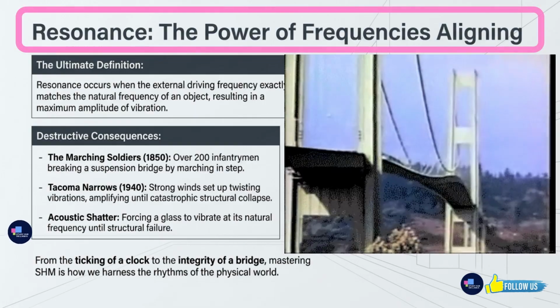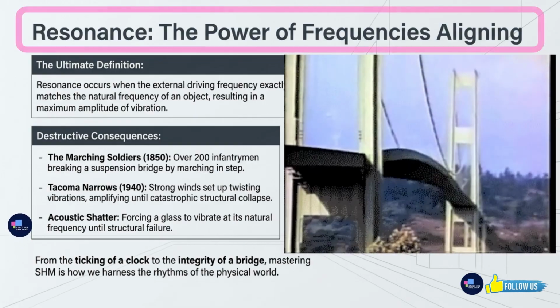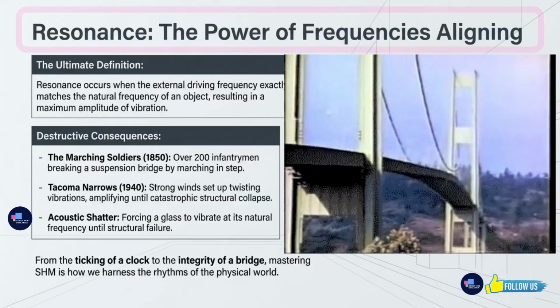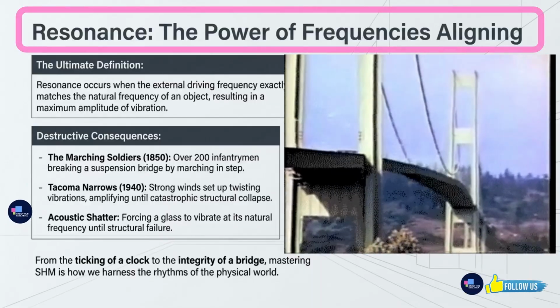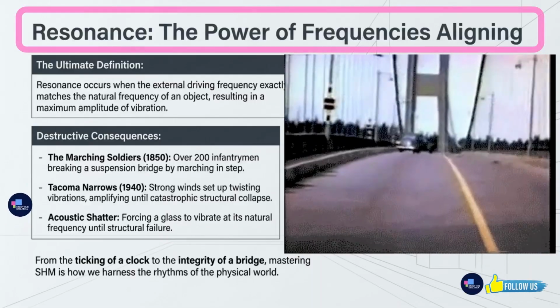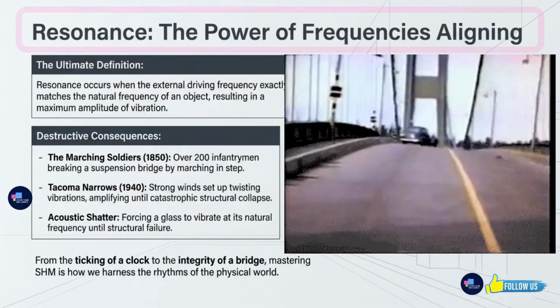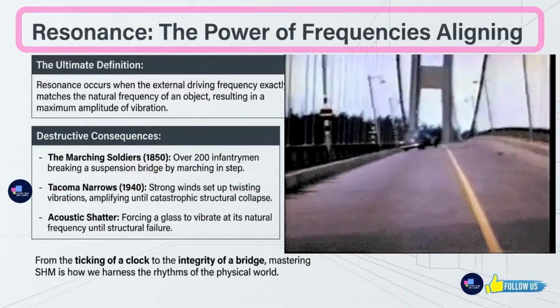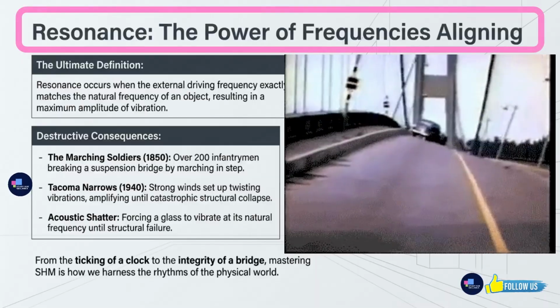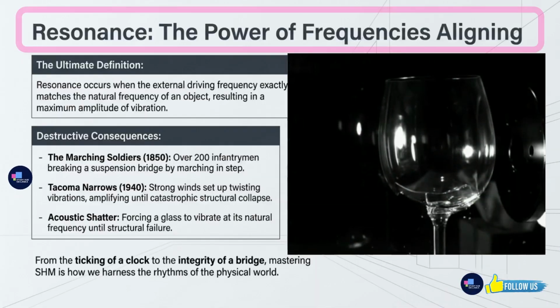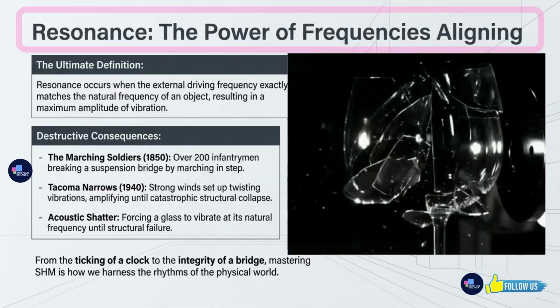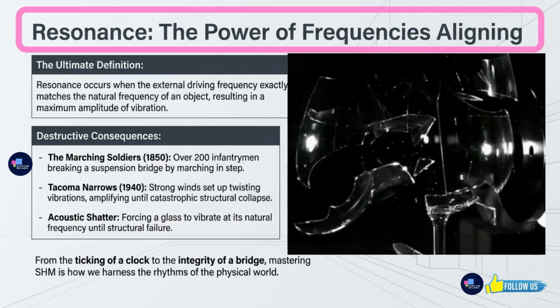Back in 1850, a group of marching soldiers actually broke a suspension bridge just by accidentally stepping in time with its natural frequency. And it was strong winds that caused the catastrophic, twisting collapse of the famous Tacoma Narrows Bridge. It's the exact same principle behind acoustic shatter, where a singer forces a glass to vibrate until it literally explodes.